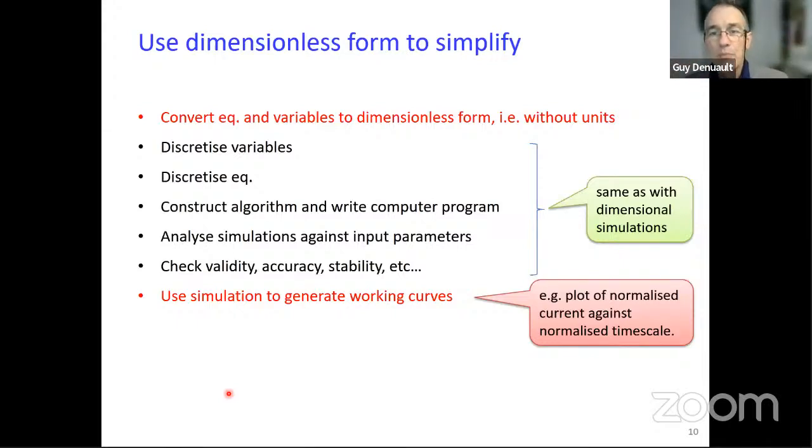So often we prefer to convert all the equations in the variable from their dimensional form to a dimensionless form. That means we try to normalize all the quantities to remove the units. And the rest is all the same. These are all the same steps as before. But at the end, when you have simulated, what you end up with is what we call a working curve. And a working curve, for example, could be normalized current against normalized time scale. And it's very powerful because you are summarizing a whole range of parameters into very well-defined quantities, and you simplify the mathematics tremendously.